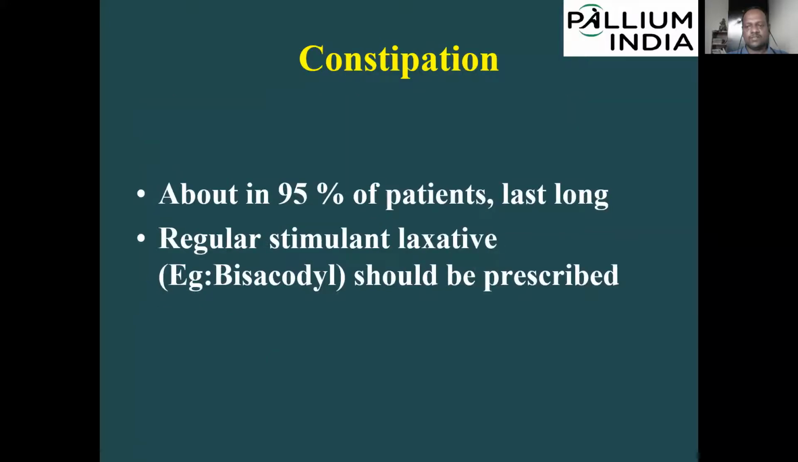The most important side effect is constipation, which occurs in almost all patients. There are many mechanisms by which it produces constipation. So a regular stimulant laxative should be prescribed for all patients who are prescribed opioids. If you prescribe an opioid, you should also write a stimulant laxative. You should not use laxatives like methylcellulose or isabgol husk, etc. They will actually aggravate the constipation. So you have to continue the stimulant laxative as long as the patient is on opioids.